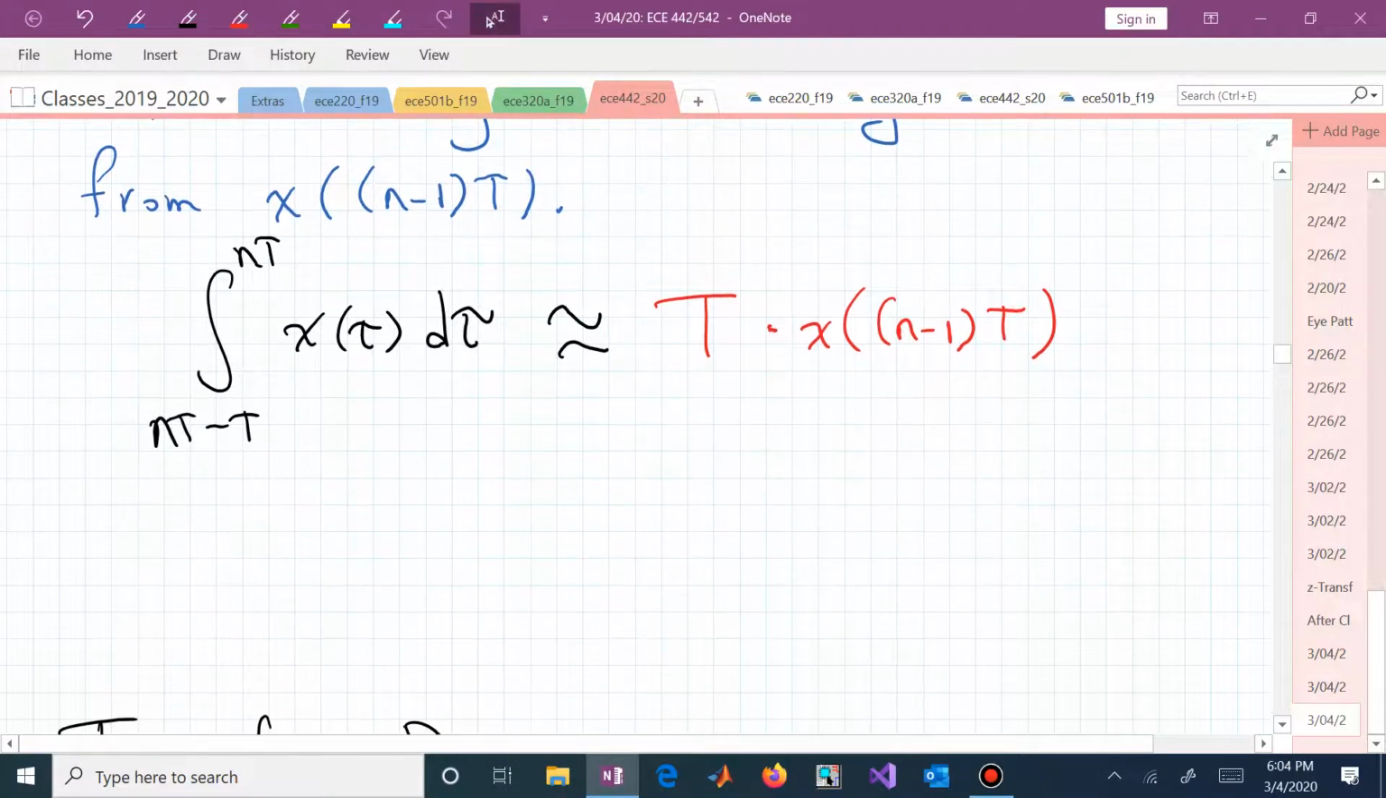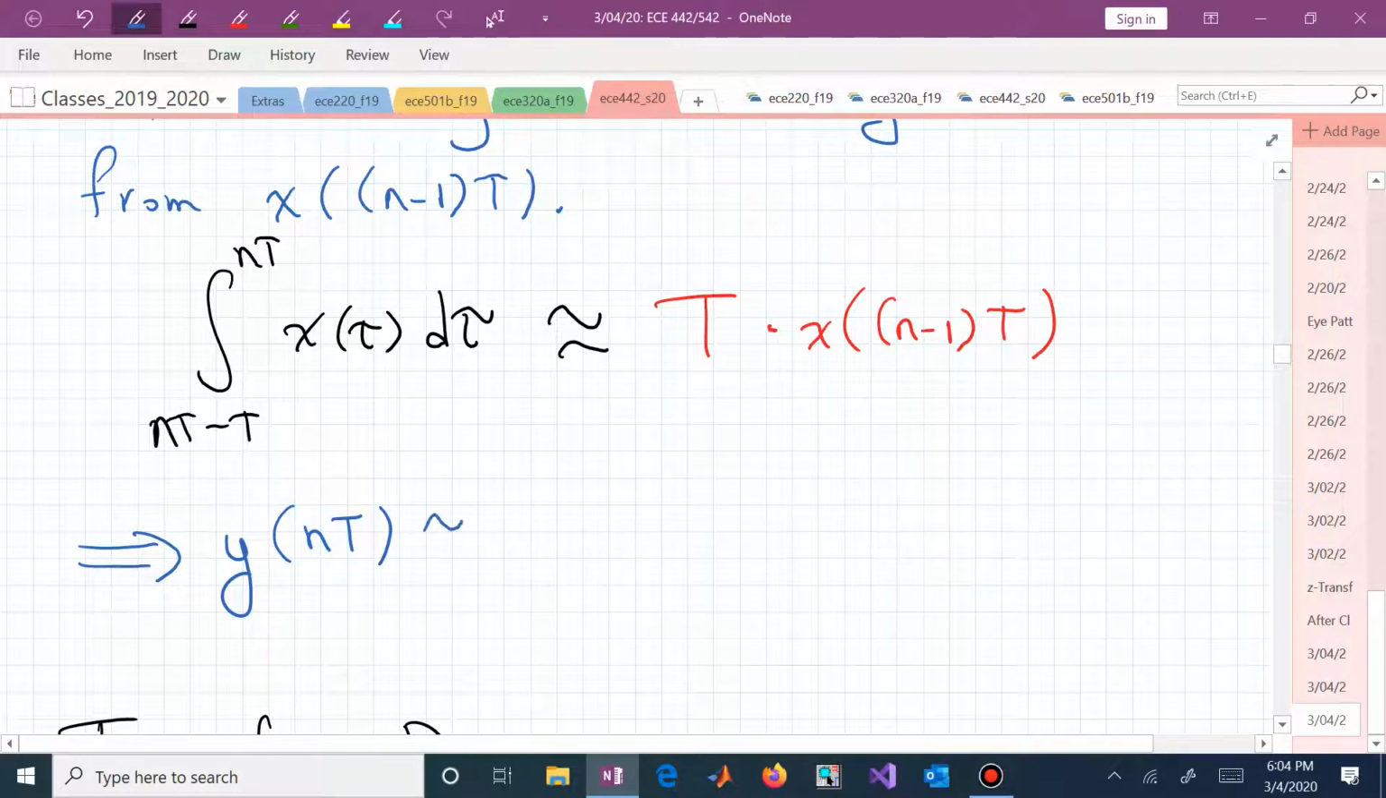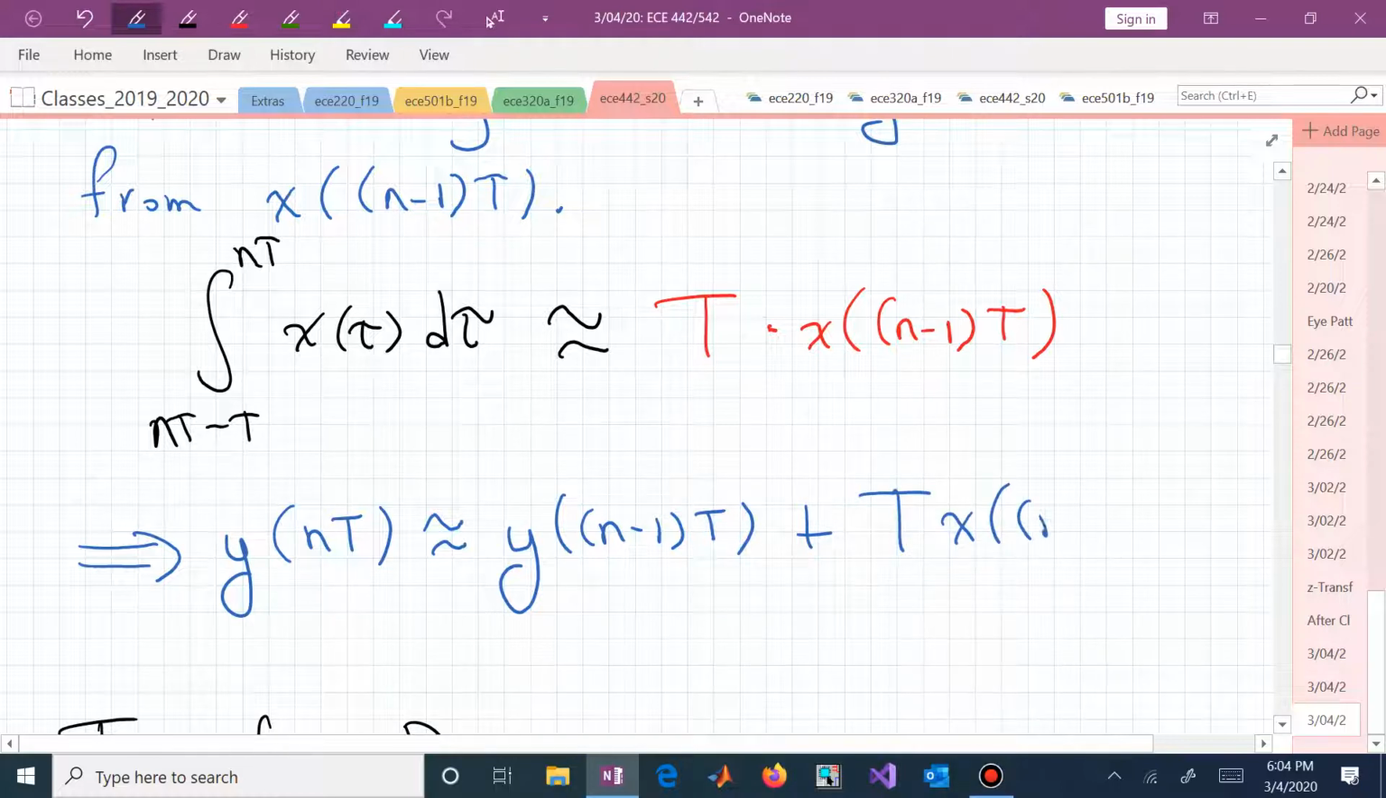Or that now says that, oh, we now have our expression. We now know that y at time little n capital T is approximately equal, because we're approximating the integral, but it's approximately y of n minus 1 capital T plus that approximation, which is T x of little n minus 1 capital T.